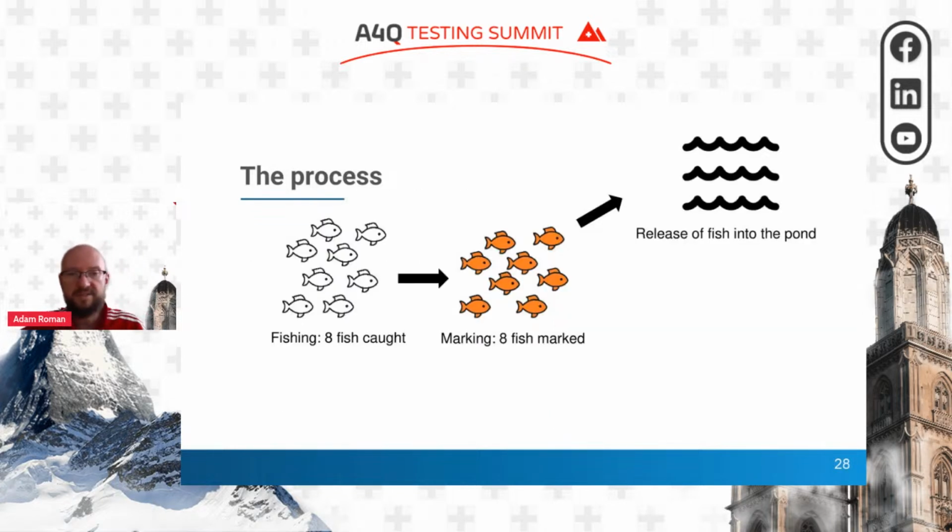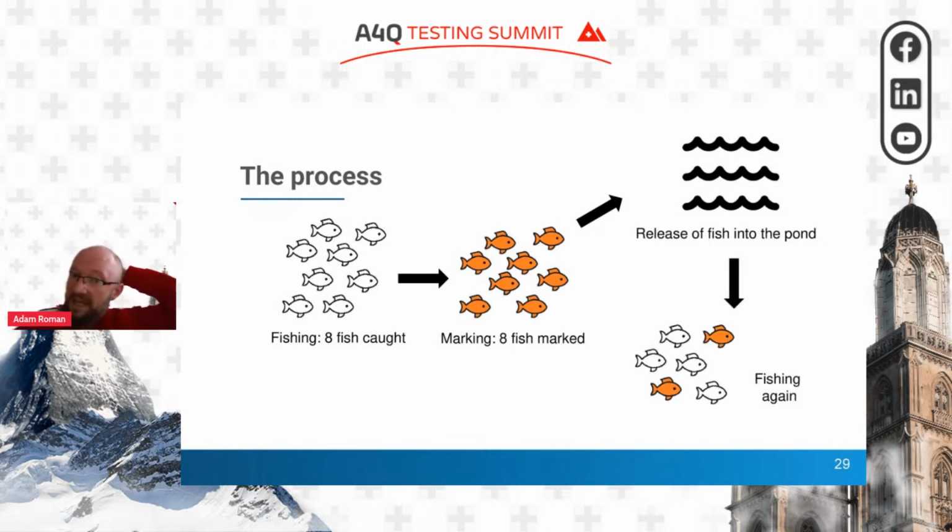So how do they proceed here? They catch fish. Let's say they caught 8 fish. They mark them somehow. Let's say they color them with some waterproof paint or whatever, and they release them into the pond. They wait for some time, and they catch fish again. It's called capture, recapture. So they do this the second time. And let's say during the second fishing, they caught 6 fish, 2 of which were marked, right? So we caught 2 previously caught fish and 4 new ones.